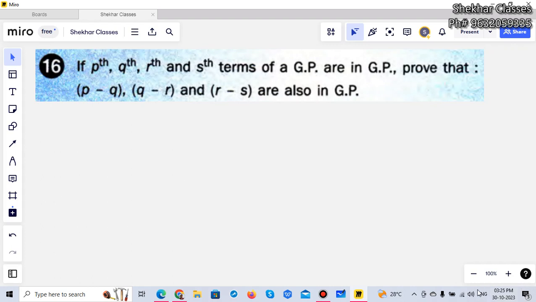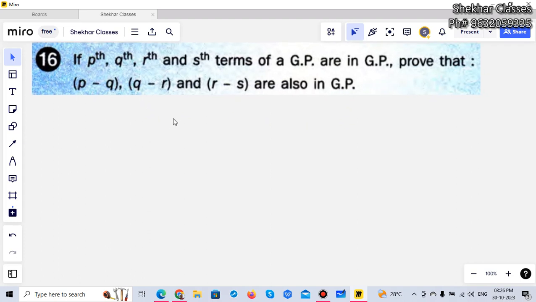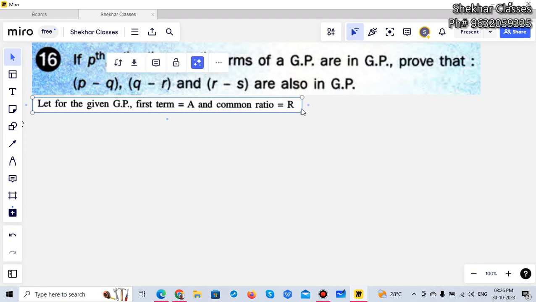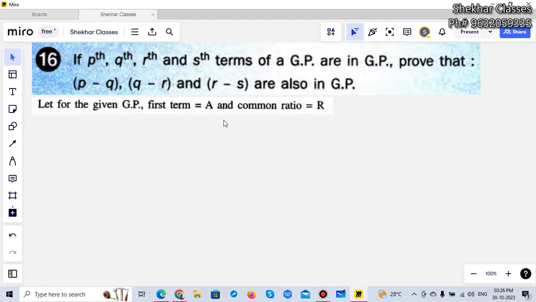If the pth, qth and sth terms of a GP are in GP, prove that p minus q, q minus r and r minus s are also in GP. So let's first take an AP, say a GP, whose first term is capital A and common ratio is small r. How would you find the pth term?